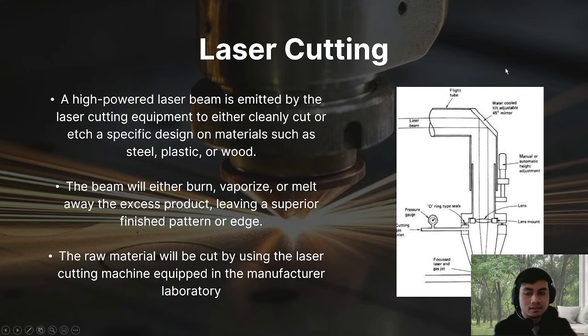For the laser cutting, a high power laser beam is emitted by the laser cutting equipment to either cleanly cut or etch a specific design on materials such as steel, plastic, or wood. The beam will either burn, vaporize, or melt away the excess product, leaving a superior finished pattern or edge. Lastly, the raw material will be cut using the laser cutting machine equipped in the manufacturer laboratory. So this is the schematic design of this laser cutting machine.